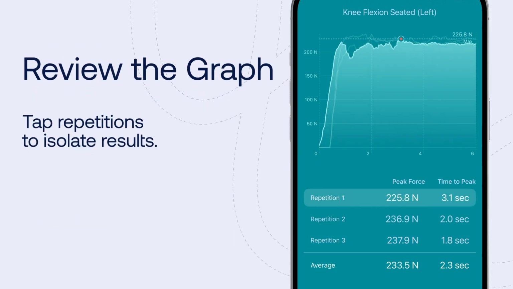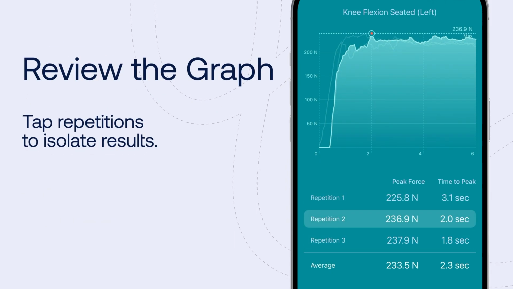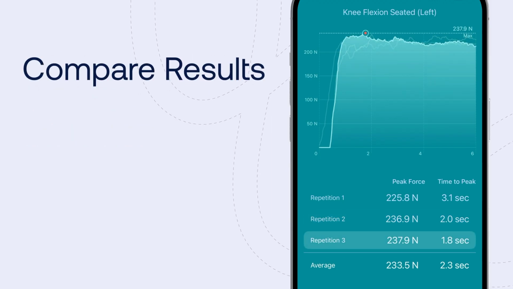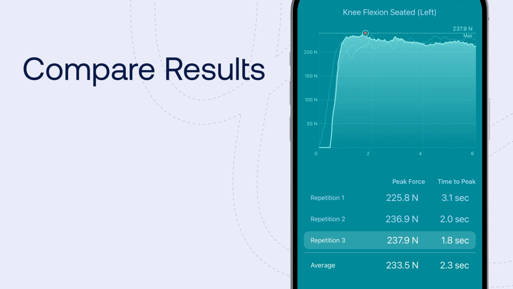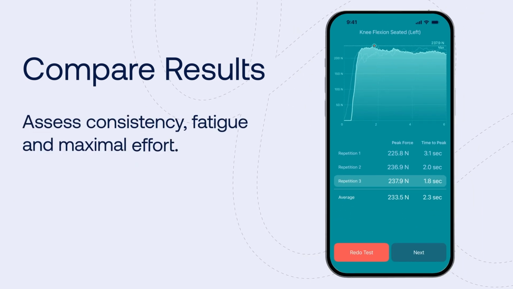Tap any repetition to isolate the selected result. Average values such as average peak force and time to peak force are automatically calculated across all repetitions. Comparing multiple repetitions allows you to assess client consistency, fatigue, and maximal effort, which are all critical in evidence-based progression planning. You can discard and rerun the test to ensure accurate data capture.